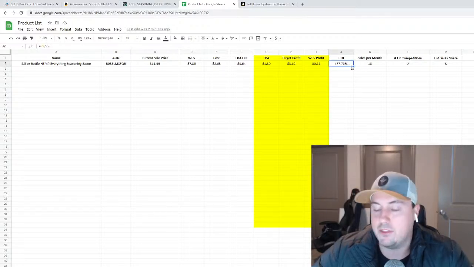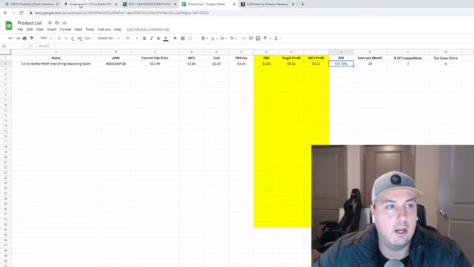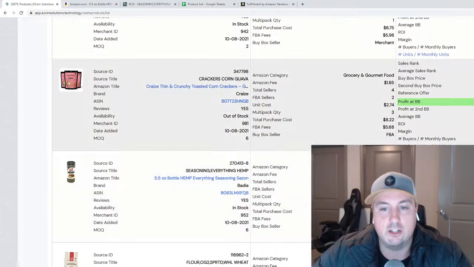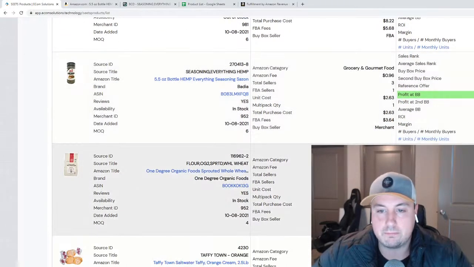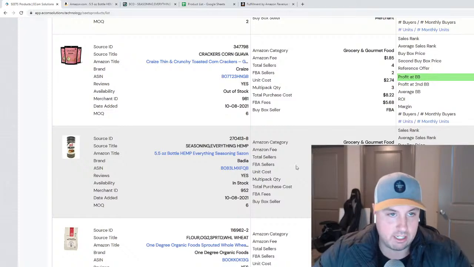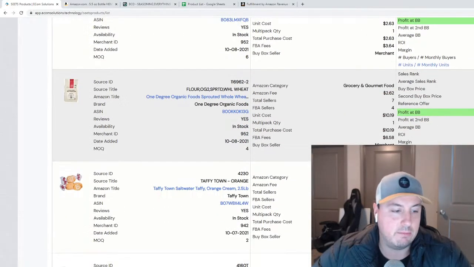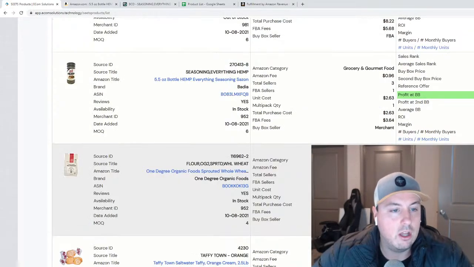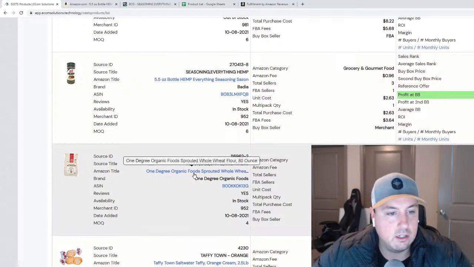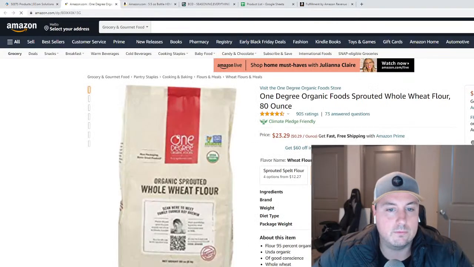That's what I care more about than anything, is the return on investment, 137%. But again, this is just, like I said, a very low sales product. There's way better products out there if you wanted to just be very selective on what you want. All right, let's look at this one real quick.